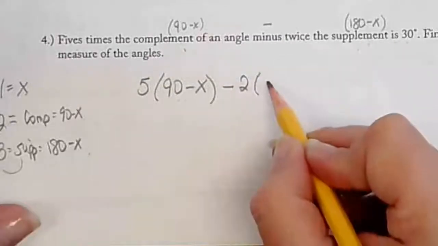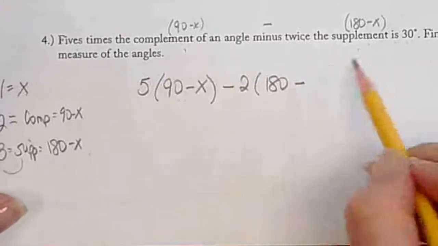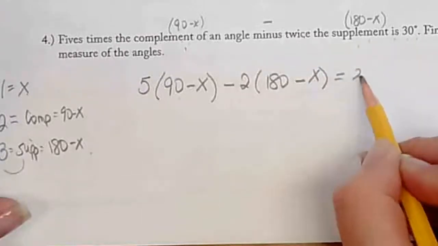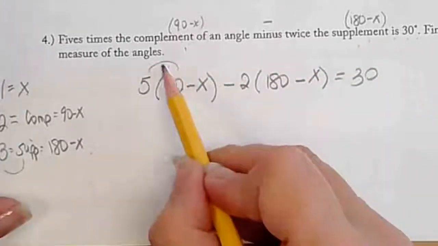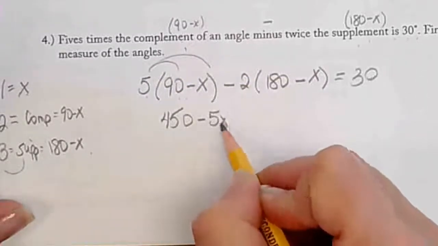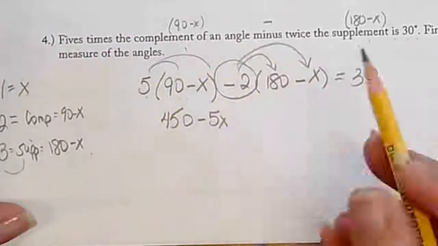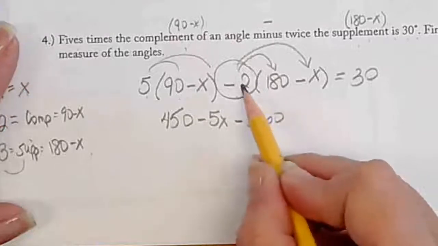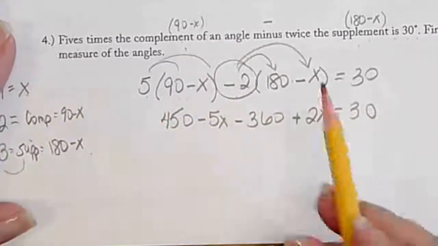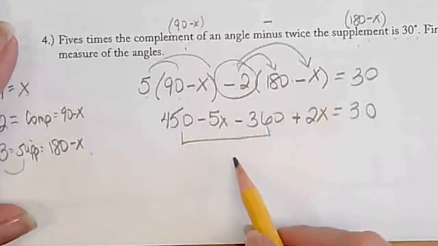X is 30. Okay, let's do it. Distribute. Well, 5 times 9, that's 45 with a 0, minus 5x. Here, distribute the negative. Do not forget to take that negative with you. Minus 360, negative times a negative is positive 2x. Combine your like terms. Positive 450 and minus 360, that's 90. Minus 5x and plus 2x, minus 3x.